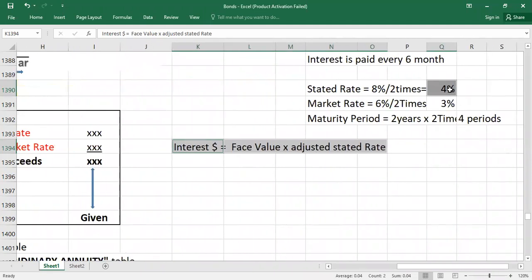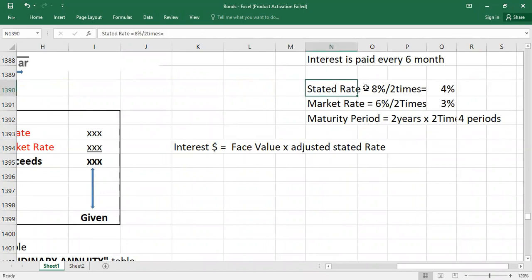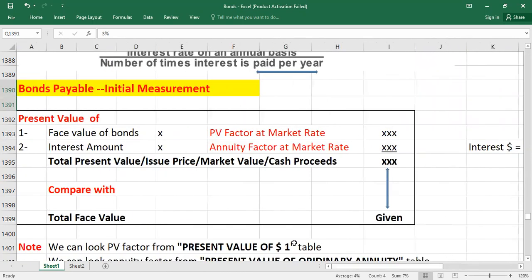The idea is very simple. You will compare the stated rate with the market rate. If your stated rate is equal to the market rate, the bonds should be issued at face value. If your stated rate is greater than the market rate, the bonds should be issued at premium. If your stated rate is less than the market rate, the bonds should be issued at discount. But the question is, how can we calculate the amount of premium or discount?